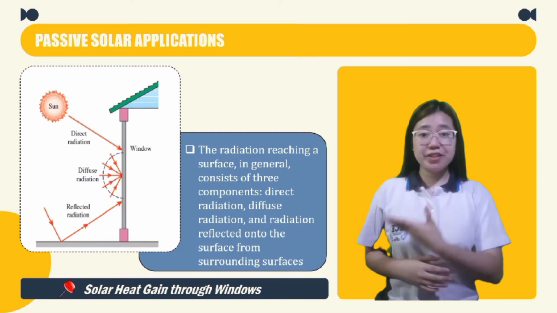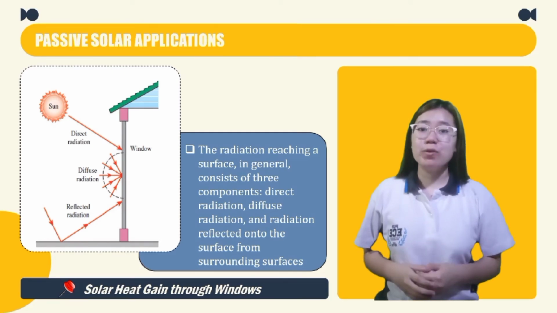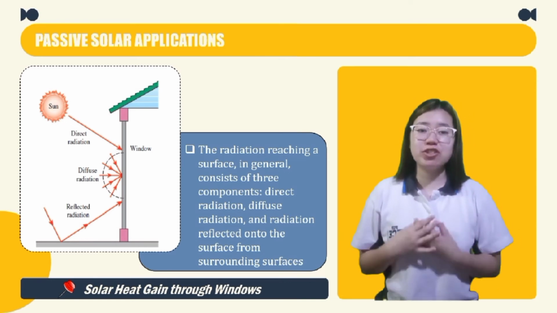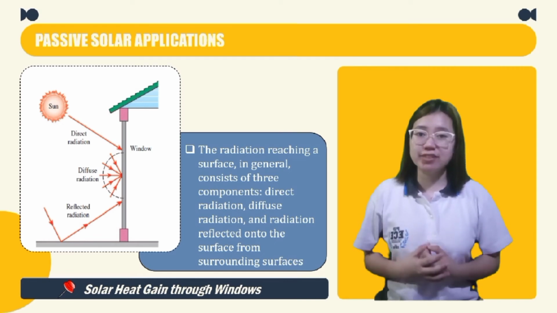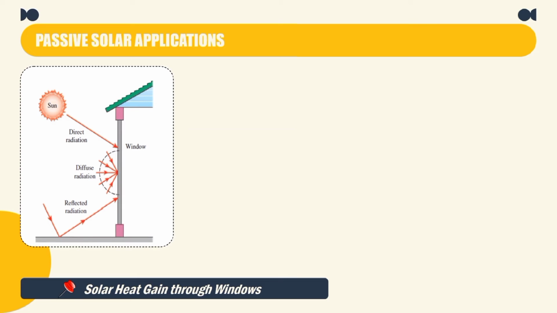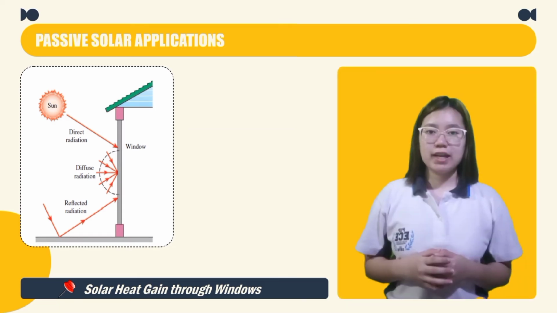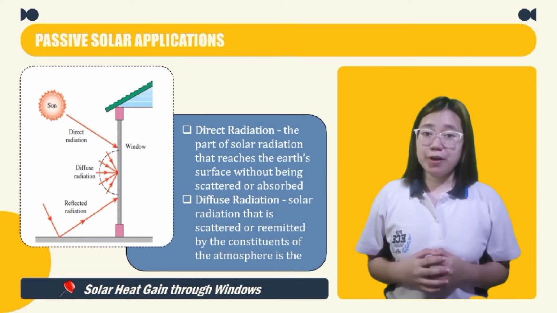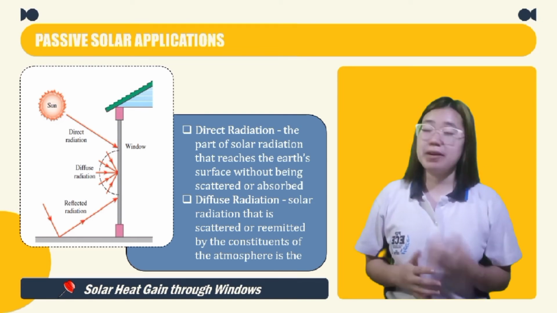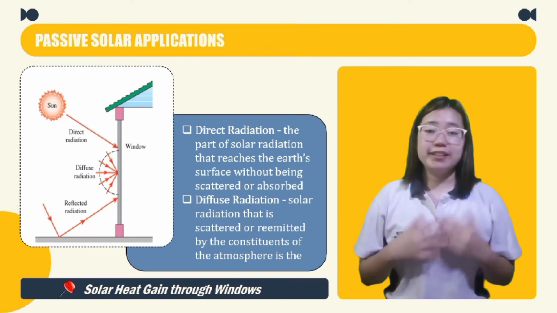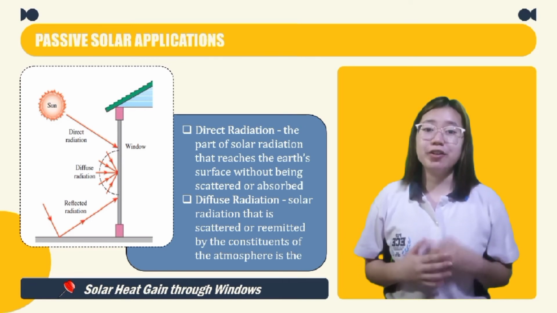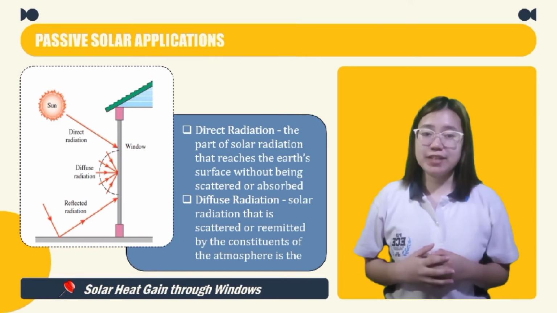Next, what we have here is the solar heat gain through windows. We can see in this picture the direct radiation, diffuse radiation, and radiation reflected onto the surface from surrounding surfaces. The direct radiation pertains to the part of solar radiation that reaches the Earth's surface without being scattered or absorbed, as we can see in this figure. On the other hand, diffuse radiation is the solar radiation that is scattered or emitted by the constituents of the atmosphere.